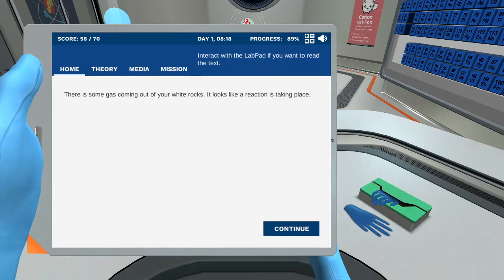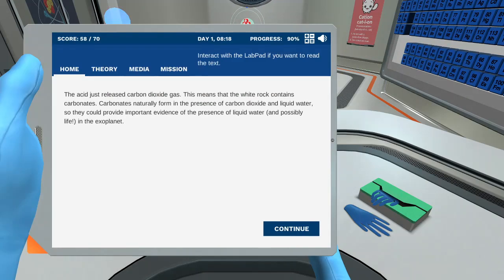There is some gas coming out of your white rocks. It looks like a reaction is taking place. The acid just released carbon dioxide gas. This means that the white rock contains carbonates. Carbonates naturally form in the presence of carbon dioxide and liquid water, so they could provide important evidence of the presence of liquid water in the exoplanet.